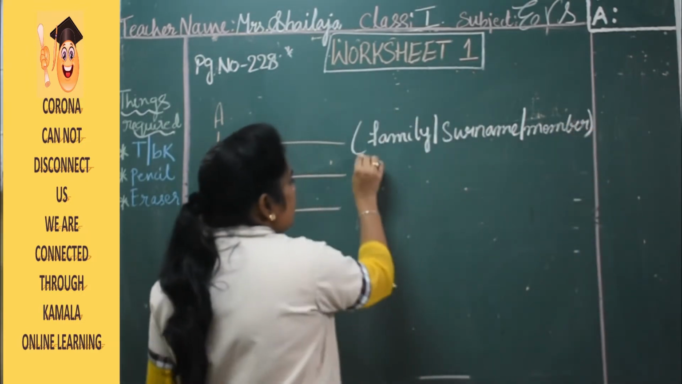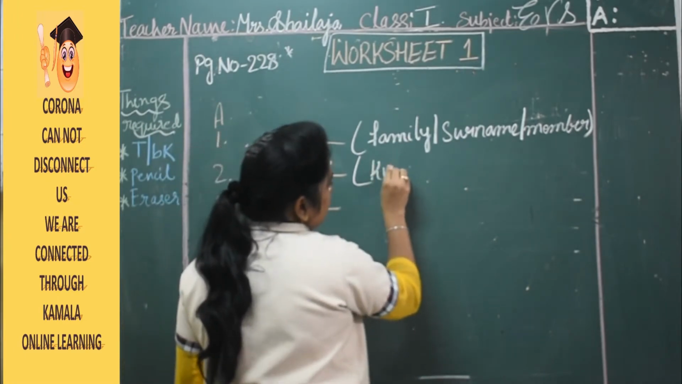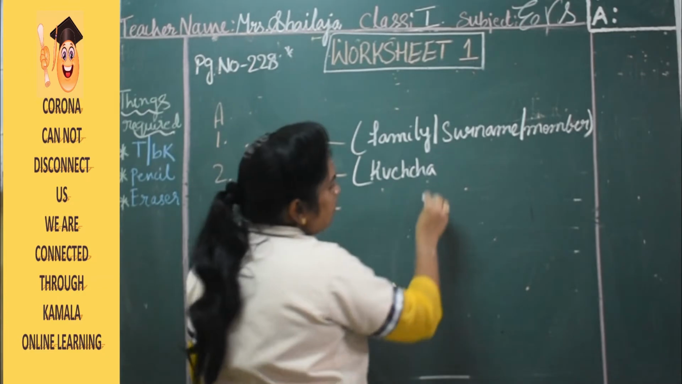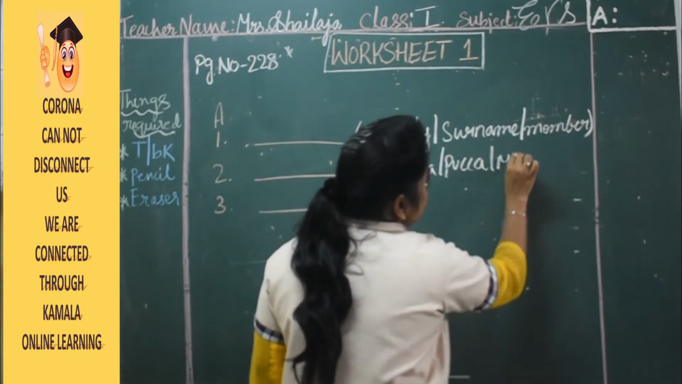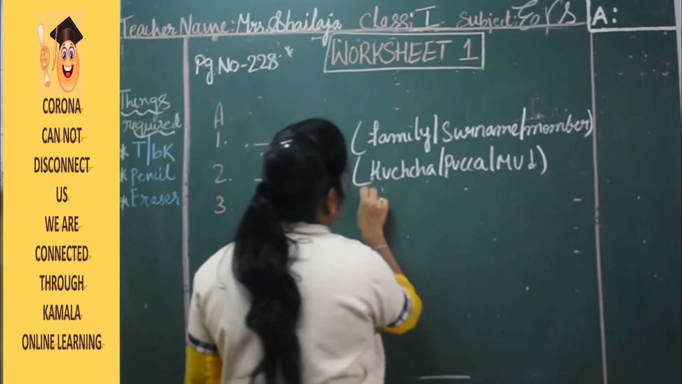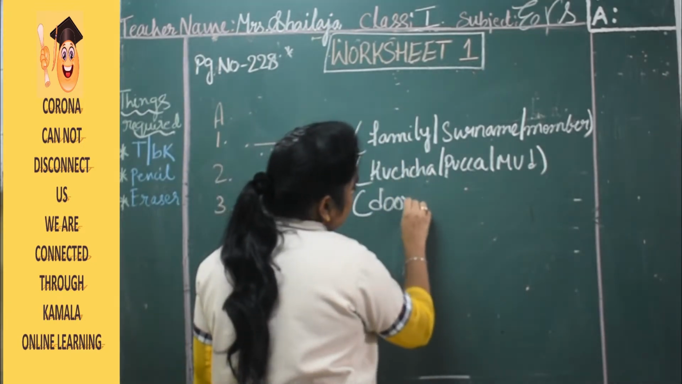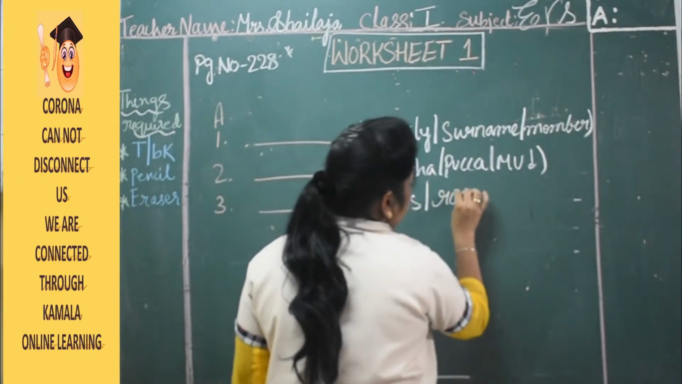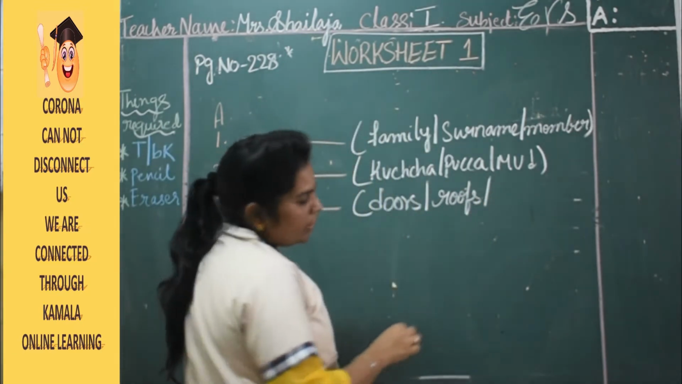Okay, children. Now in the next, kacha house, pakka house and mud. Next we have doors, ropes. Then we have windows.